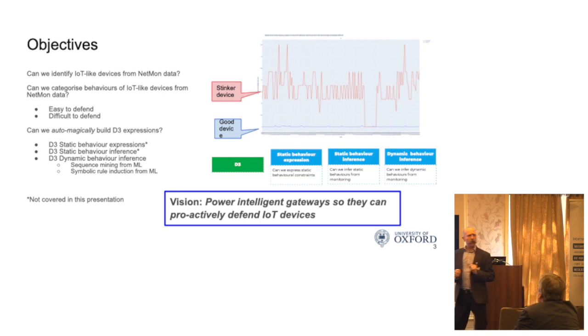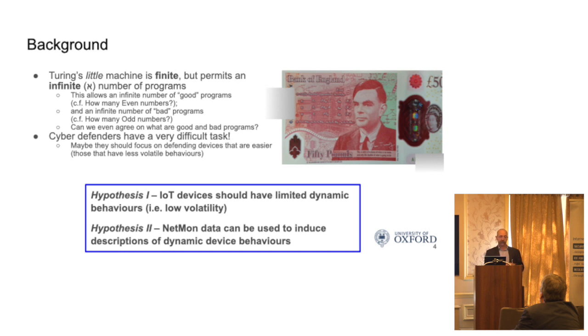Can we identify some devices that are easier to defend and some that are harder to defend? The stinkers that I won't even try defending. Can we build up a tool chain to automatically build up some of the D3 statements that Nick has been introducing? I'm not going to look at static expressions or static inference. I'm going to talk a little bit about how we might produce dynamic behaviour descriptions for devices, but we really want to be able to feed these IoT gateways so that they can do a job of doing some defending.